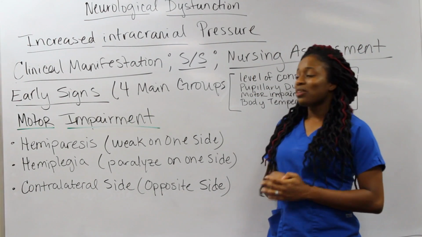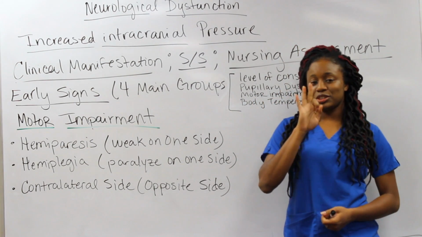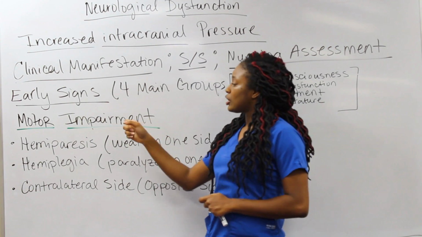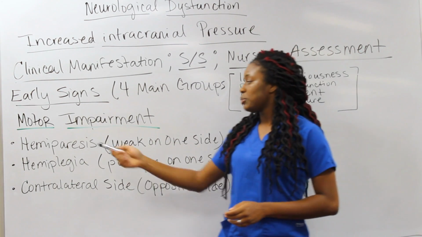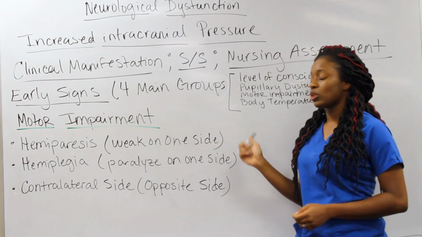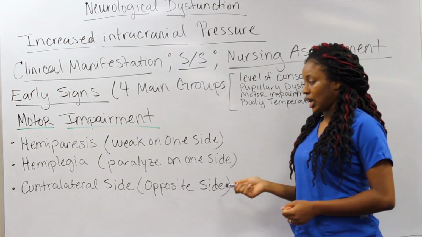Now we're going to talk about motor impairment. So we're down to the third one now. With motor impairment, the things you want to watch out for as early signs are hemiparesis, which is to be weak on one side, and hemiplegia, which is to be paralyzed on one side.